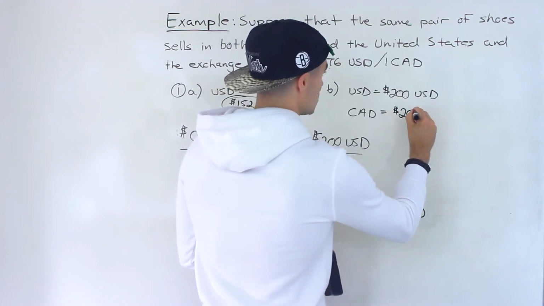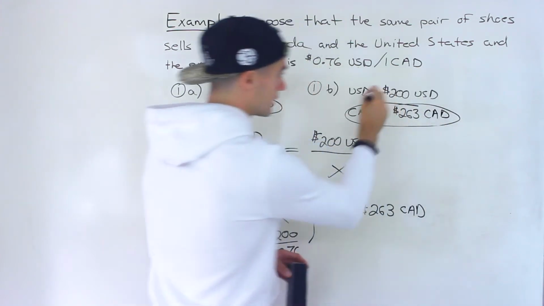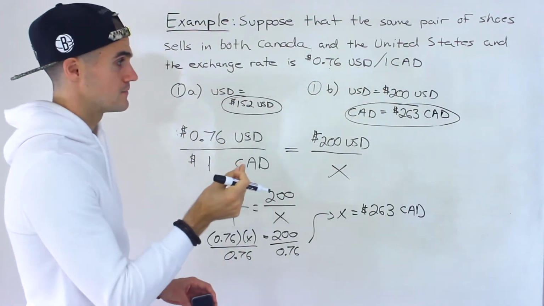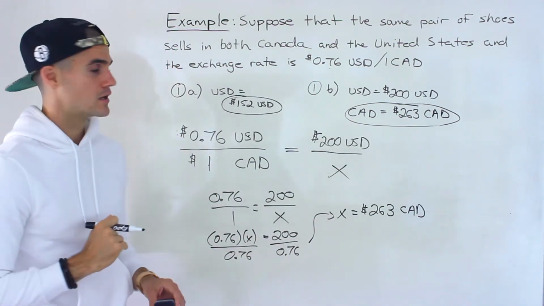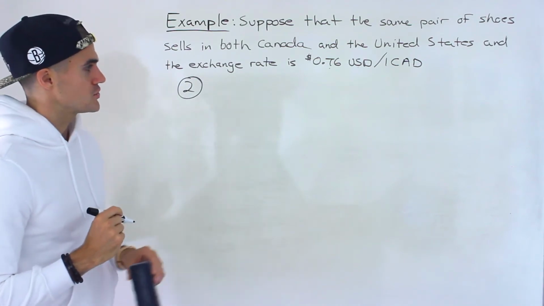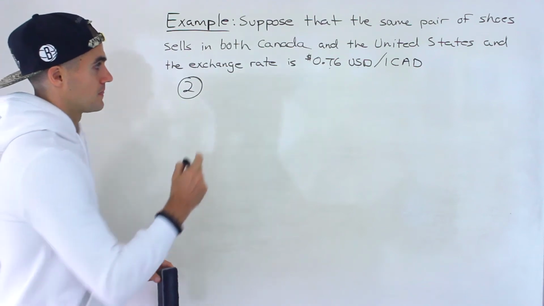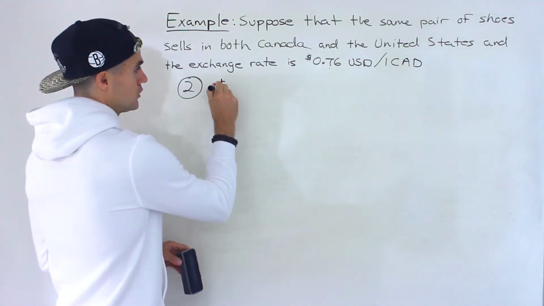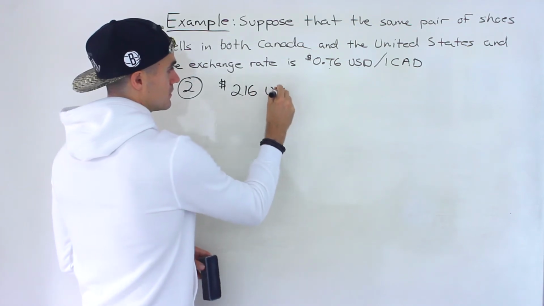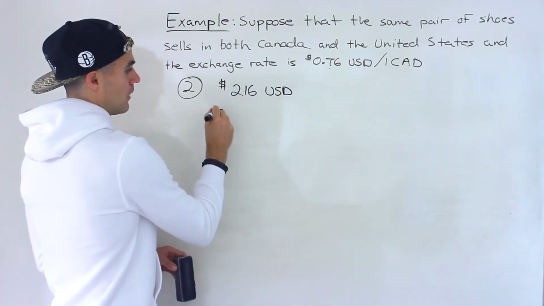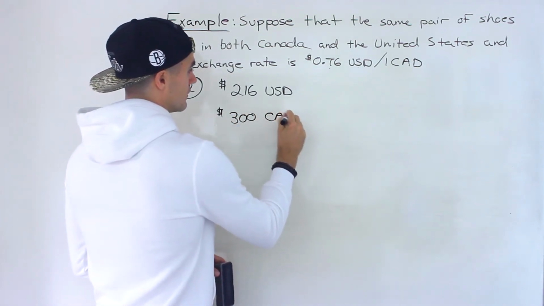So with this exchange rate, if the shoes are selling in the US for 200 USD, in Canada, they should be selling for 263 Canadian. Now moving on to number 2, we're asked, how would you execute an arbitrage opportunity if in the US the shoes sell for 216 USD, while in Canada they sell for 300 CAD.